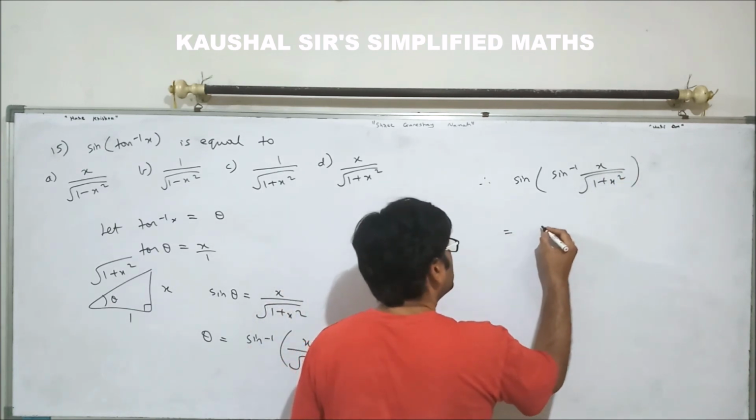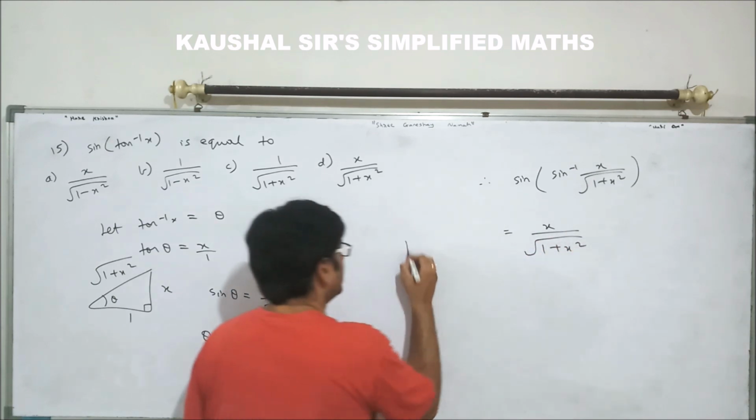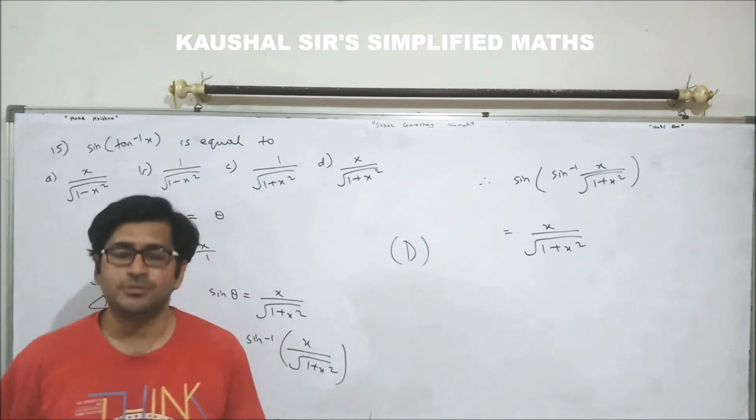So according to the property, your answer is x upon root 1 plus x square, which is your option number D. Okay students, let's move to the next one.